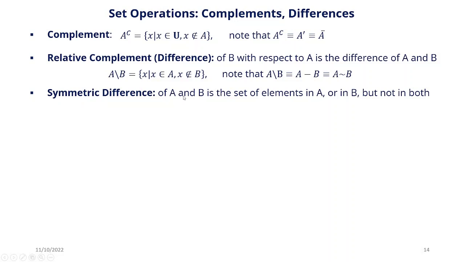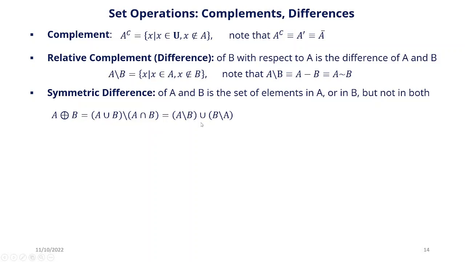The symmetric difference of A and B is the set of elements in A or in B, but not in both of them. It is usually denoted by using this symbol. A symmetric difference B is A union B minus A intersection B.